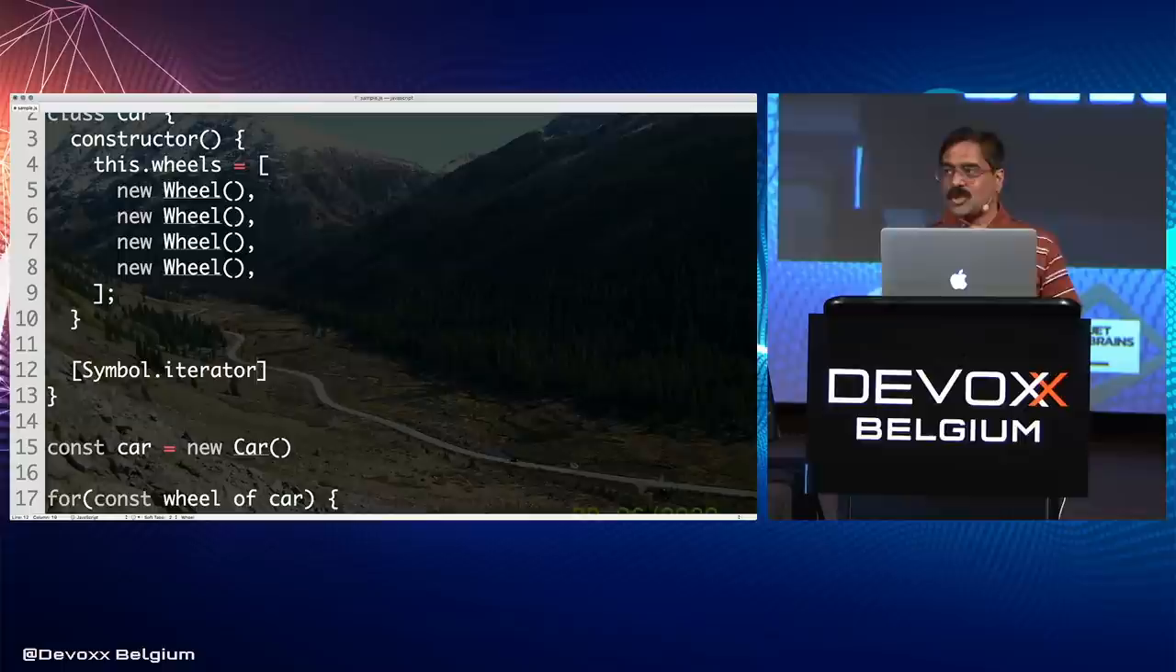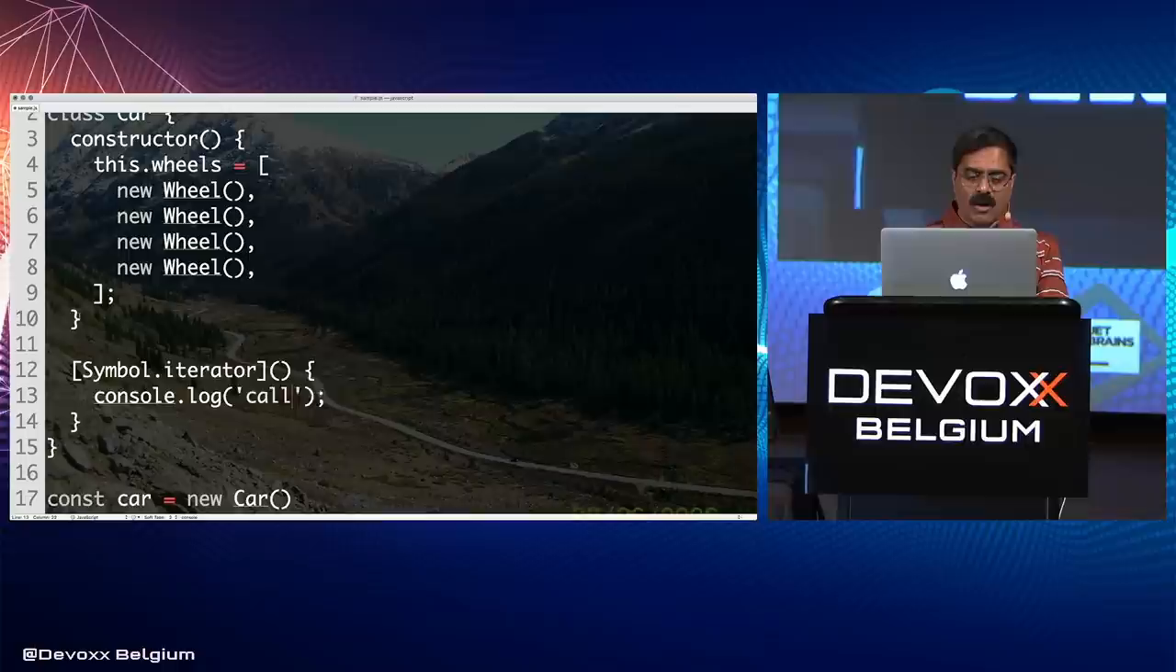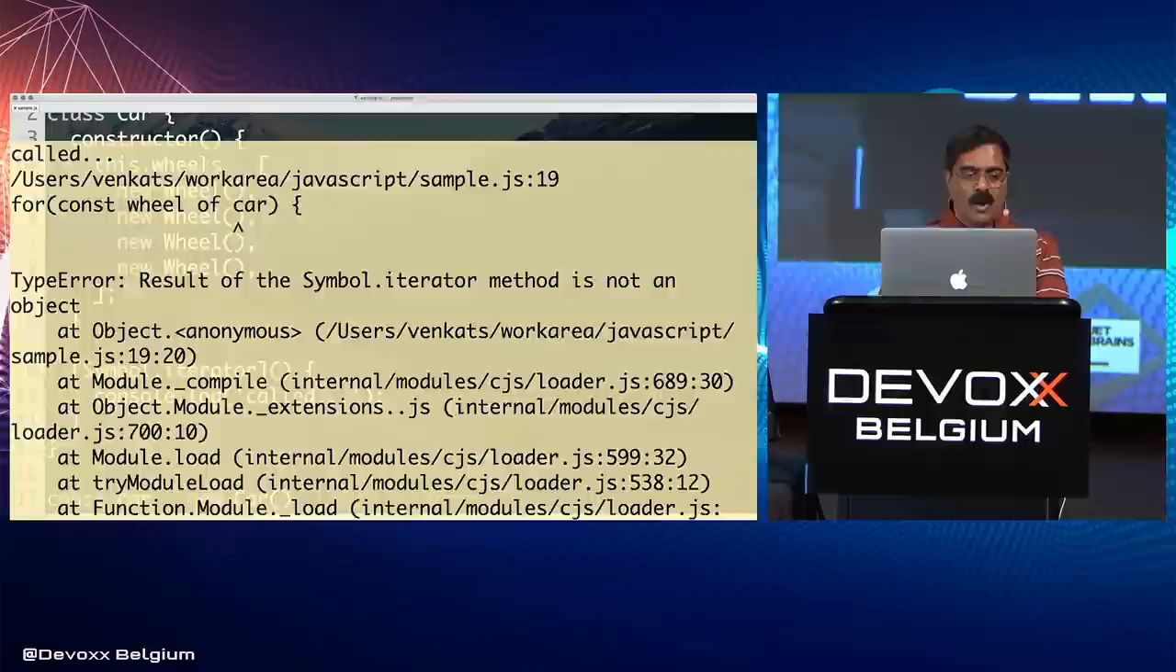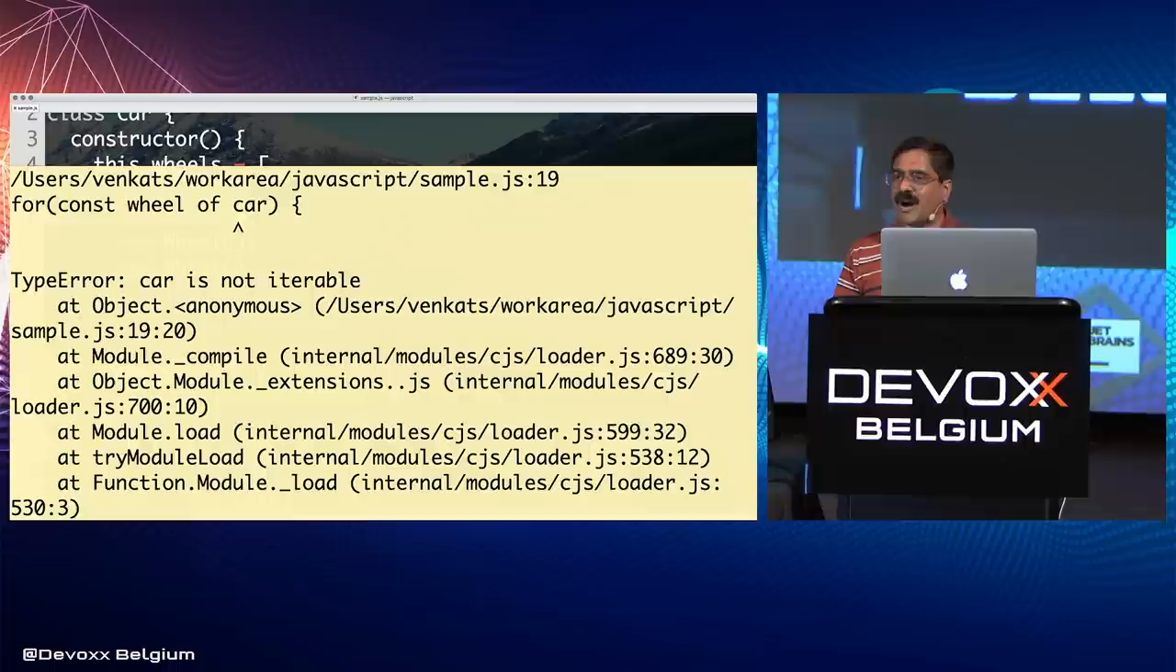JavaScript has a bunch of these symbols predefined. There's Symbol.iterator, Symbol.match, and so on. These are well-known method names, well-known symbols that JavaScript relies upon. In this case, I'm going to implement the method Symbol.iterator, and all I'm going to do here is say called. We're going to take baby steps, one step at a time, and make this code work. Now, when I run this code, good news, the error is different. A minute ago, the error was car is not iterable. Now the error is different, as you can see.